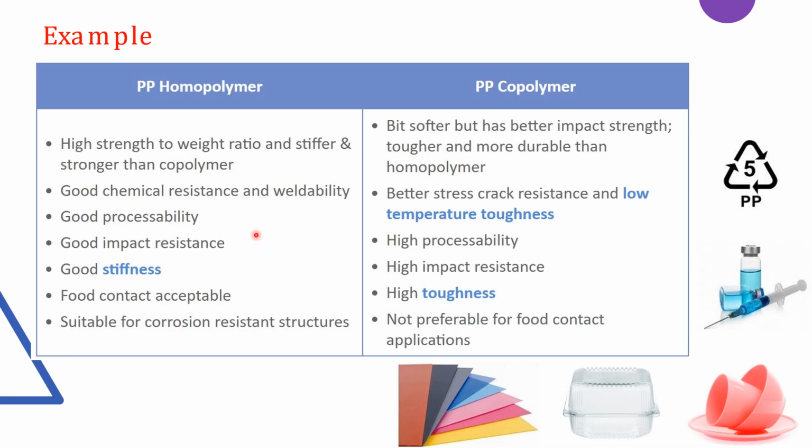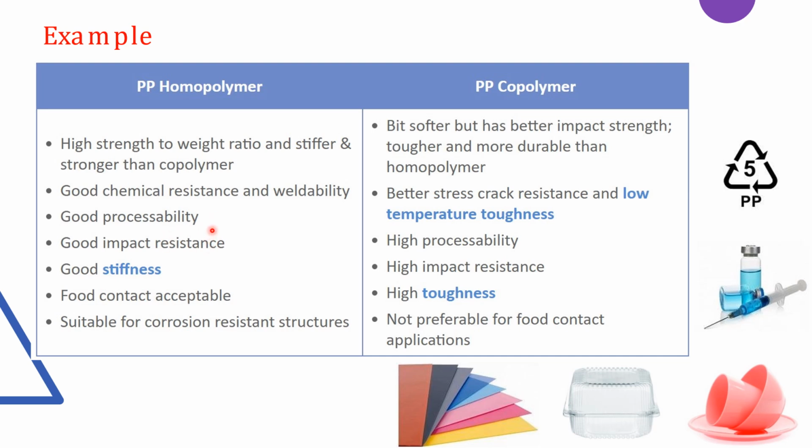So in this slide, we compare polypropylene homopolymers and polypropylene copolymers, highlighting their key properties and applications. Polypropylene homopolymers have a high strength to weight ratio and are stiffer and even stronger than copolymers. They are known for their excellent strength to weight ratio, making them ideal for applications where strength and rigidity are really crucial. And then they have good chemical resistance and weldability.